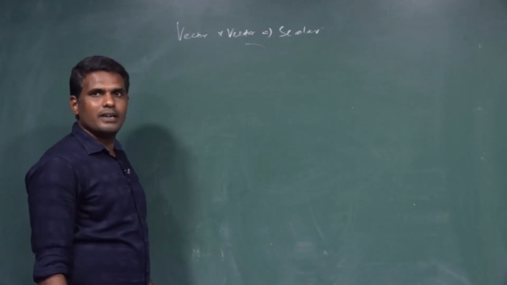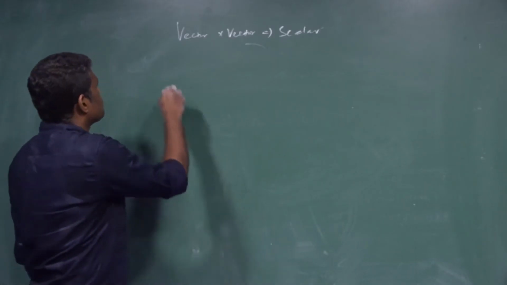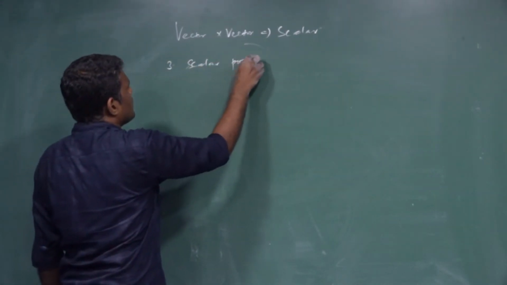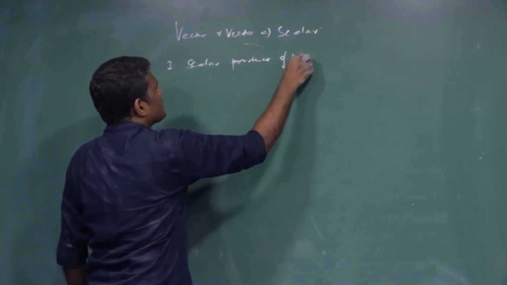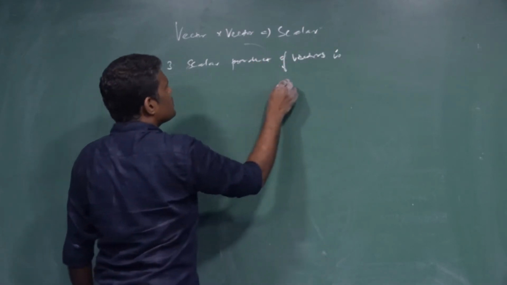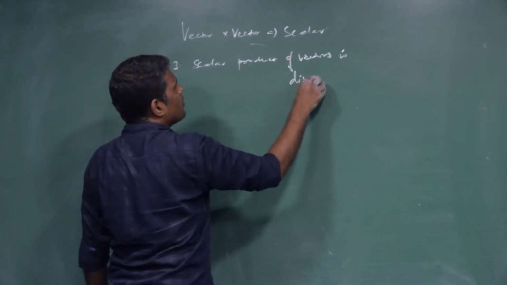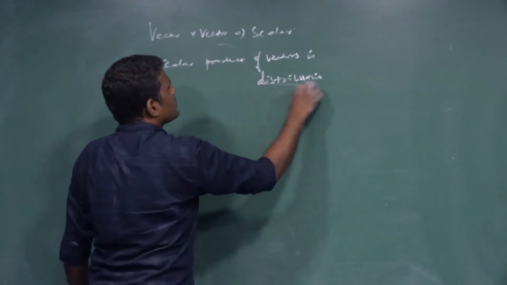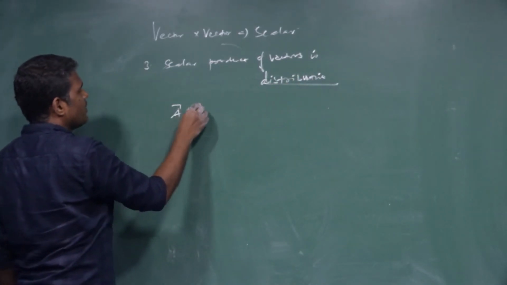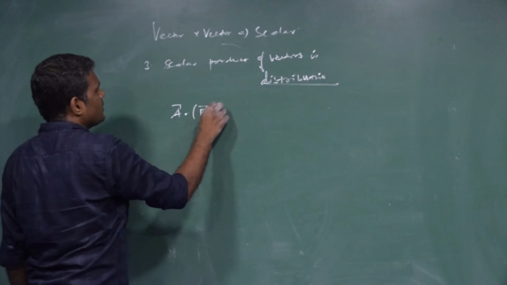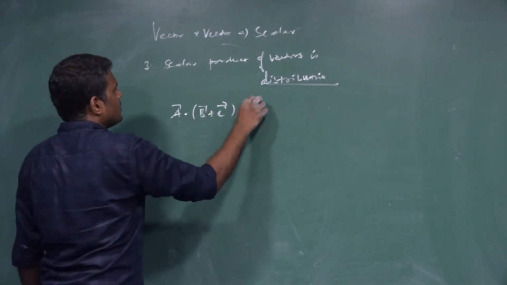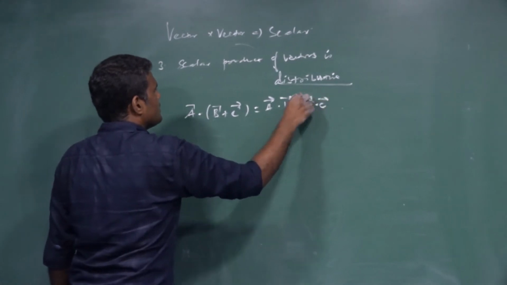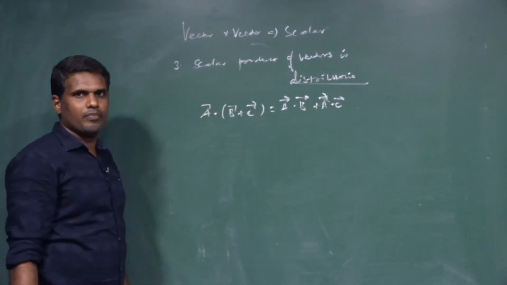The third property of the scalar dot product is this one. The scalar product of vectors is distributive, or they obey the distributive law. You can say here A vector dot B vector plus C vector is equal to A vector dot B vector plus A vector dot C vector. So it obeys the distributive law.